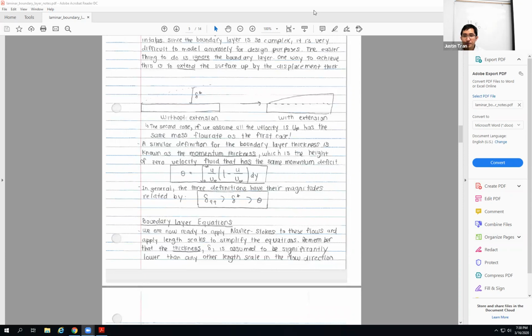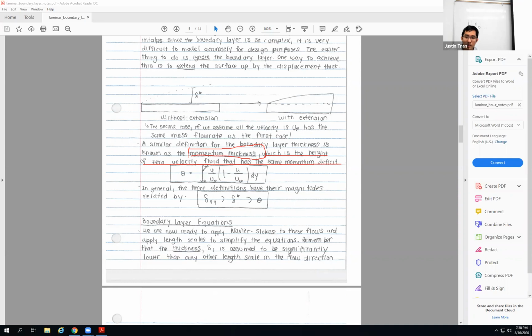There's one more definition of the boundary layer thickness that's similar. If the displacement thickness has something to do with mass flow rate, which is like conservation of mass as we talked about before, the other conservation law that we talked about a lot is conservation of momentum. So another definition is defined in the same way as the displacement thickness. It's called the momentum thickness. The momentum thickness is the height of zero velocity fluid that has the same momentum deficit as the real boundary layer. The way you compute it is very similar to the displacement thickness.